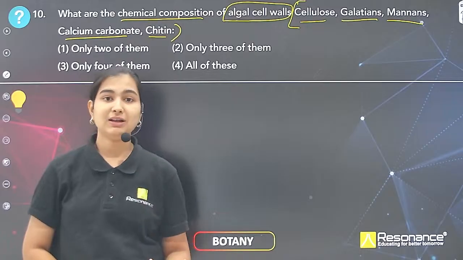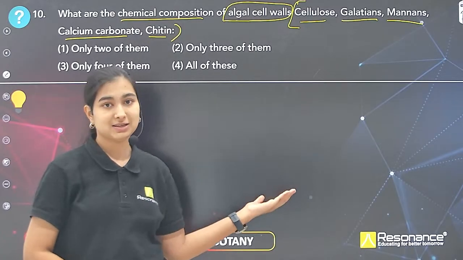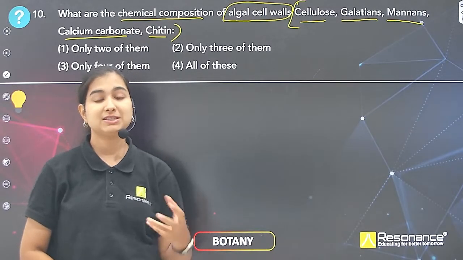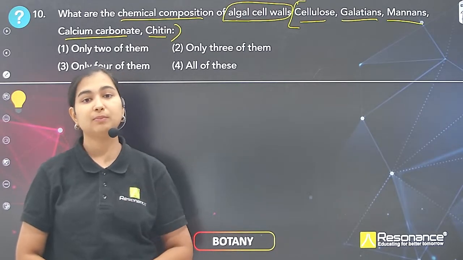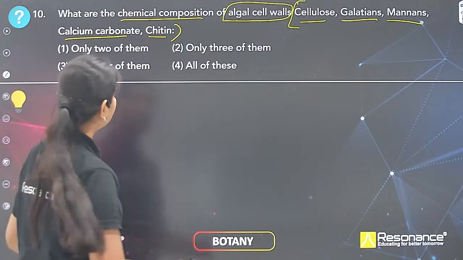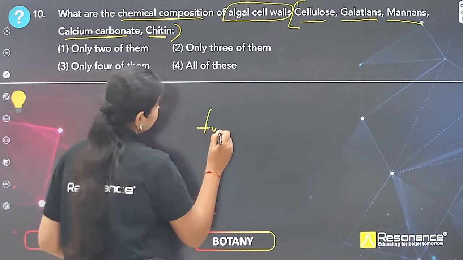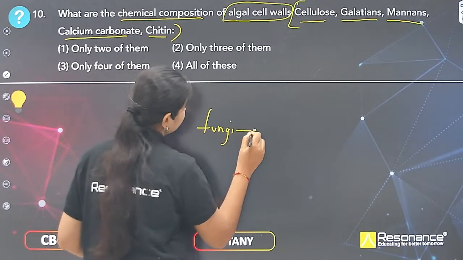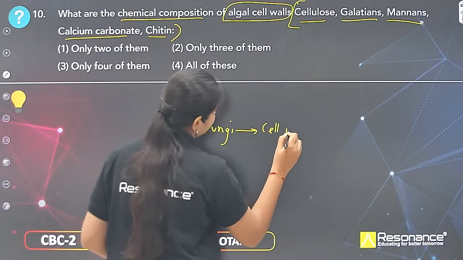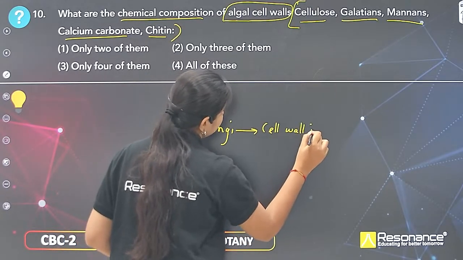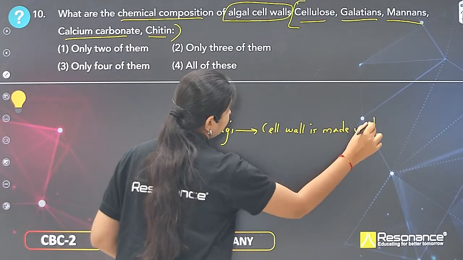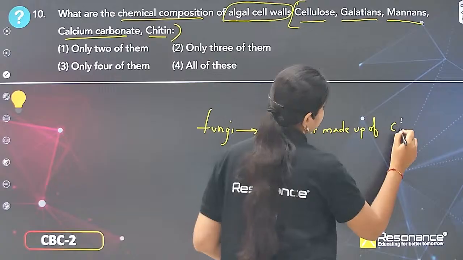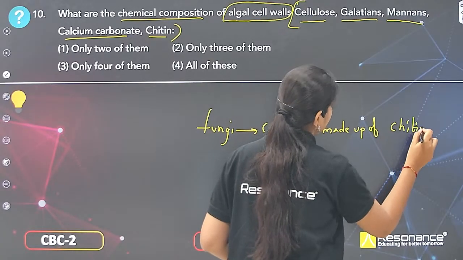So even if you don't know this answer, what exactly do you know? You know where exactly the chitin is present. Like you know the fungi cell wall is made up of what? The chitin. So what you can write down here? In the fungi, the cell wall is made up of chitin, right? It is made up of chitin.